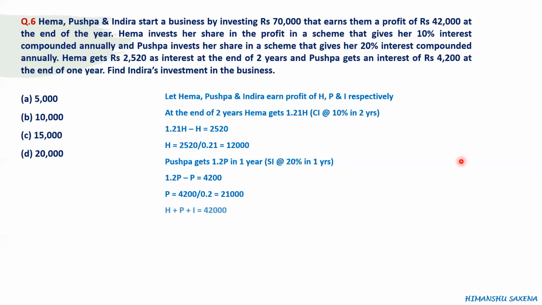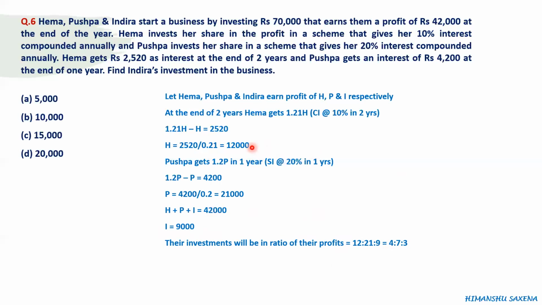So it's easier to calculate how much Indra earned as profit. Hema's profit is 12,000 rupees, Pushpa's profit is 21,000 rupees. Then how much is Indra's profit? If we add all three of them, it would be equal to 42,000. So Indra's profit would be 9,000 rupees. Now their investments will be in the ratio of their profits. In a partnership, whatever profit you earn, you divide it in the ratio of your initial investments.